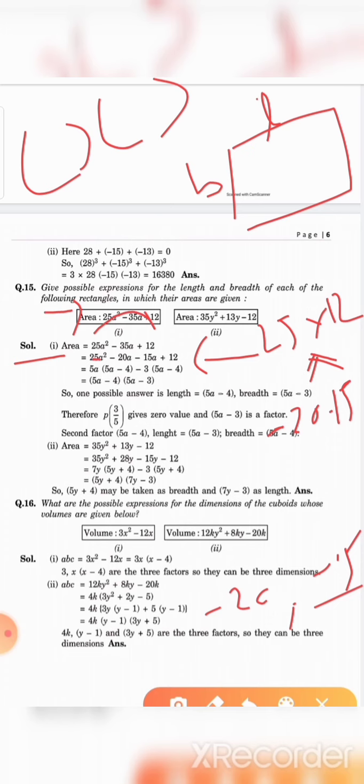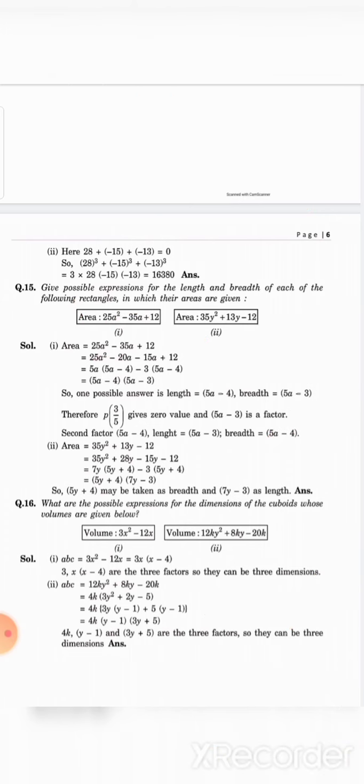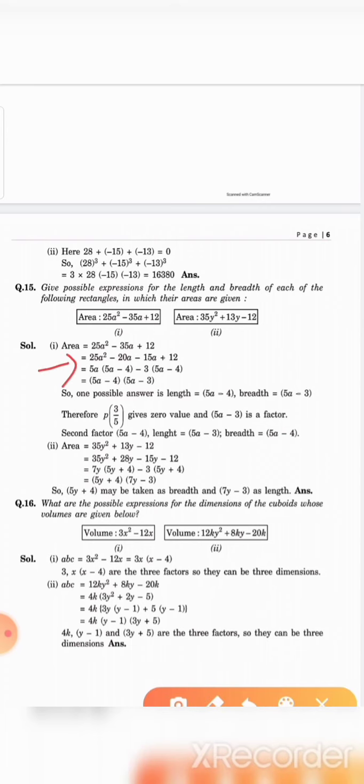Making pairs, the first two terms are one pair and the second two terms are another pair. Taking common from the first pair we get 5a, with rest bracket 5a minus 4, and common minus 3, the rest bracket is 5a minus 4. Then taking the whole term 5a minus 4 common, the rest bracket is 5a minus 3. So length is greater than breadth, so we write length is 5a minus 4 and breadth is 5a minus 3. And for the second factor, we again say length is 5a minus 3 and breadth is 5a minus 4.